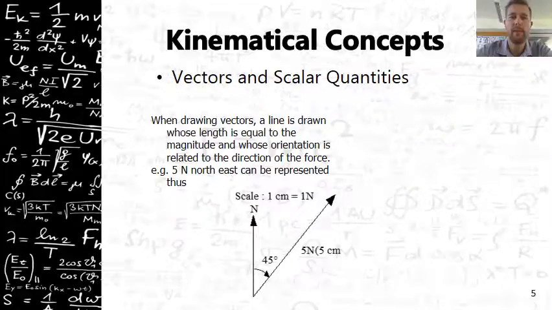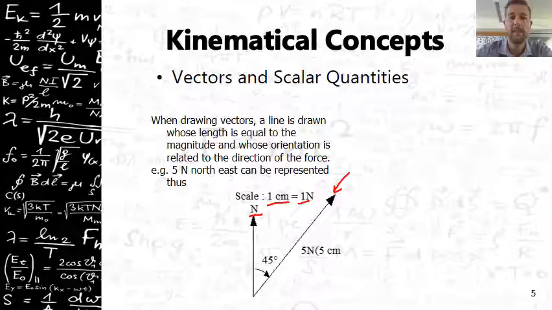When we draw 2D vectors, however, we need a little bit more information. To draw a vector, we can represent this by a line with an arrow, where the length of the line represents the magnitude of the vector, and the arrow represents the direction that the vector is pointing. So in our example below, we've got a reference of north and a scale of 1 centimeter representing 1 Newton. Our vector, which is this arrow here, is 5 centimeters long, representing 5 newtons. You can see it's pointing northeast, so that's 45 degrees to the north, representing the direction of that vector.